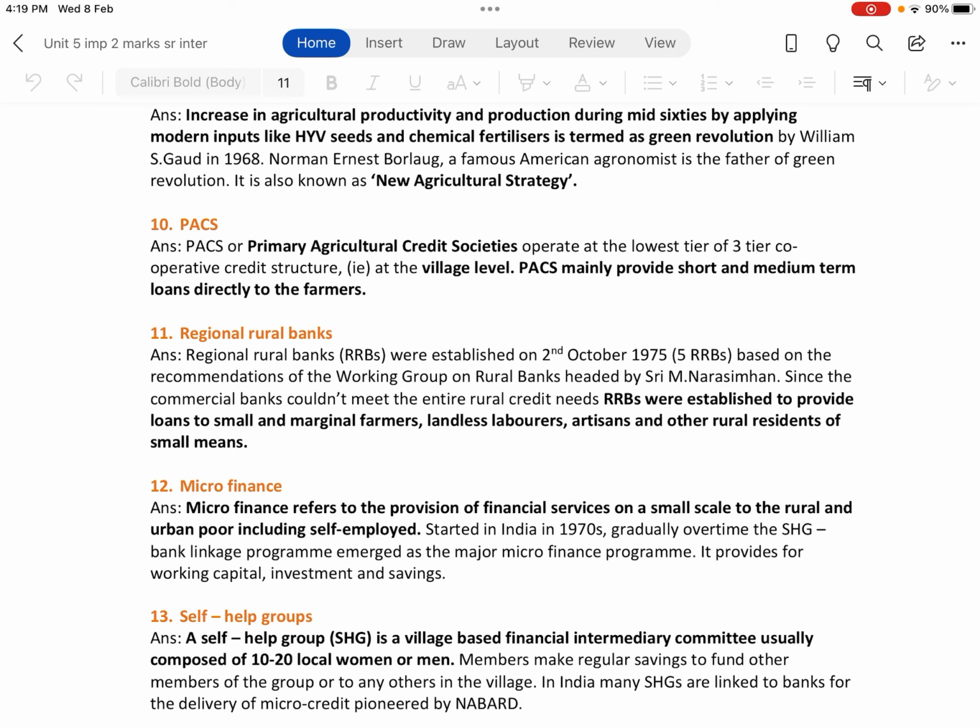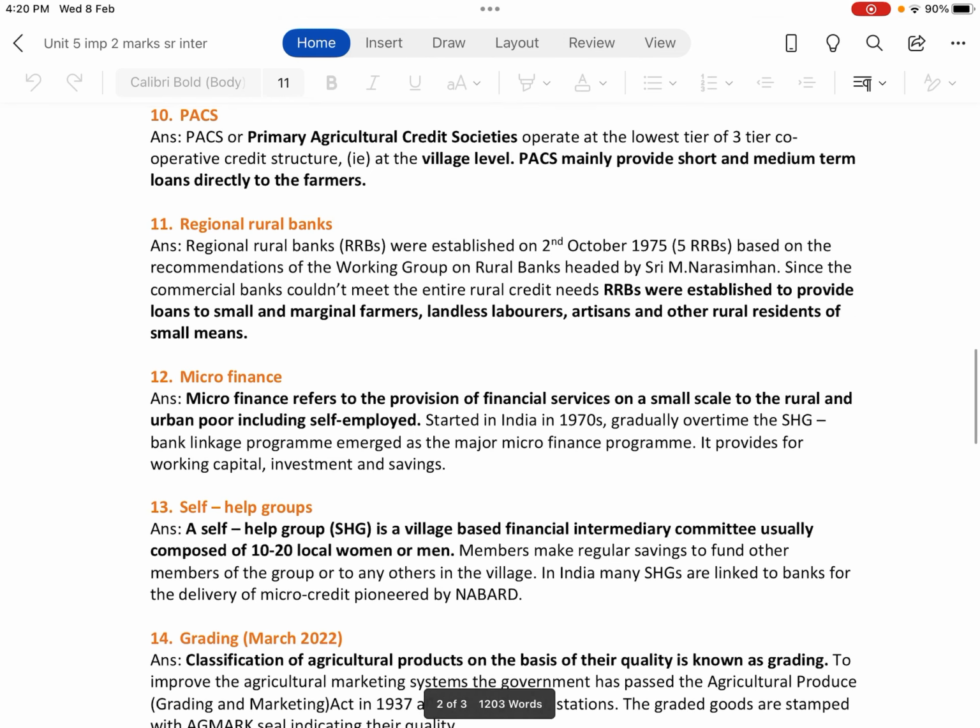And then at the district level, we have the district or central cooperative societies, and at the top, the apex level, we have the state cooperative societies. So that's why it is called the 3-tier cooperative credit structure. PACS mainly provide short and medium term loans directly to the farmers.